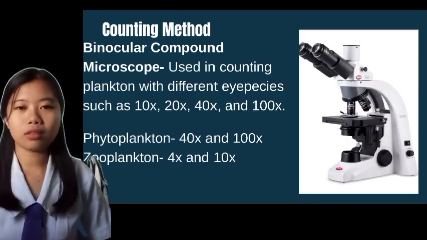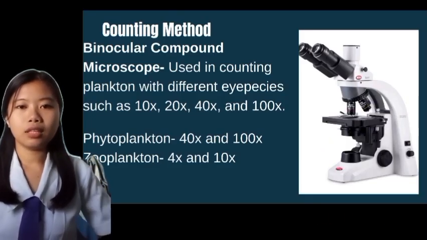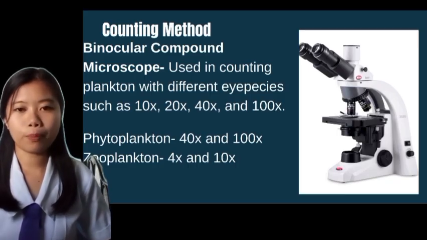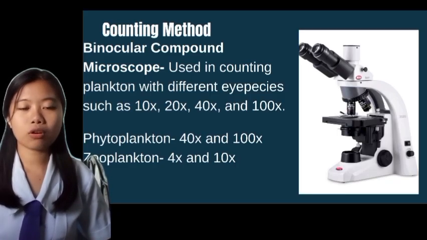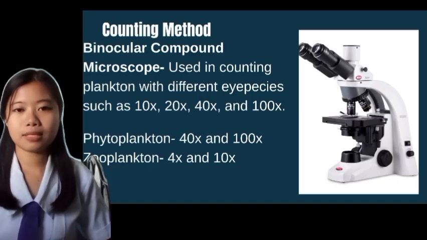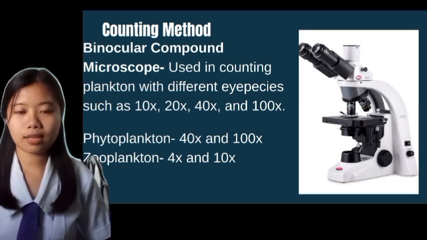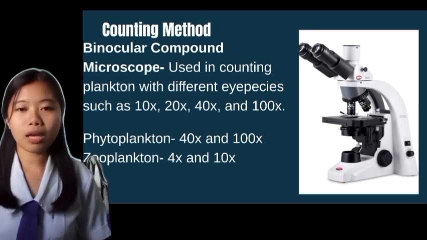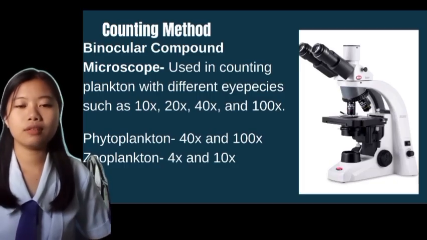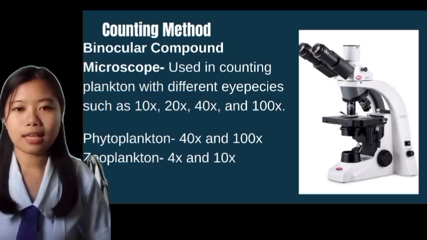Next is the counting method. In the counting method for plankton data analysis, it uses a binocular compound microscope. A binocular compound microscope is used for counting plankton with different objectives, such as 10x, 20x, 40x, and 100x. For phytoplankton, it uses 40x and 100x objectives, and for zooplankton, 4x and 10x objectives.